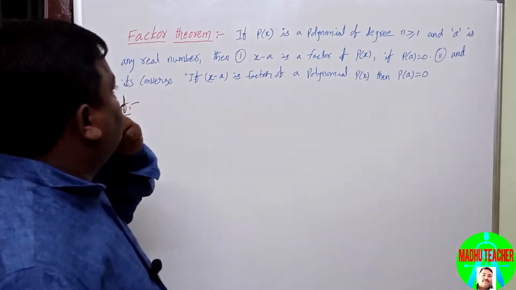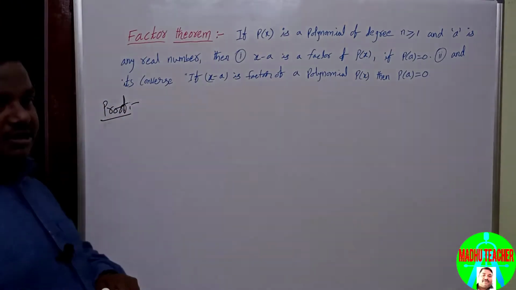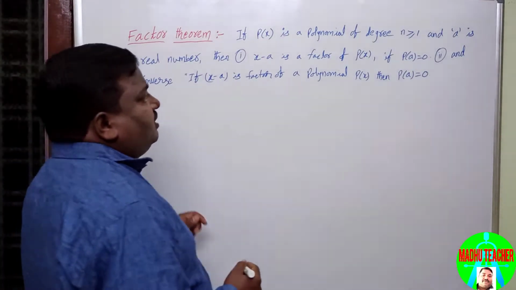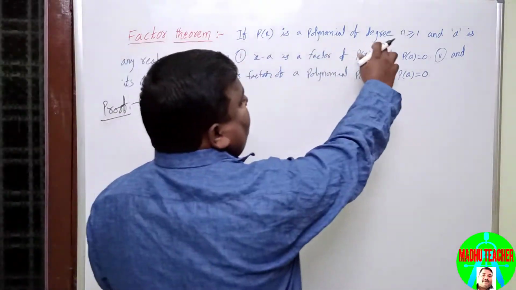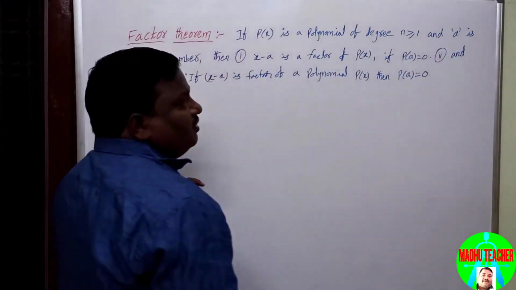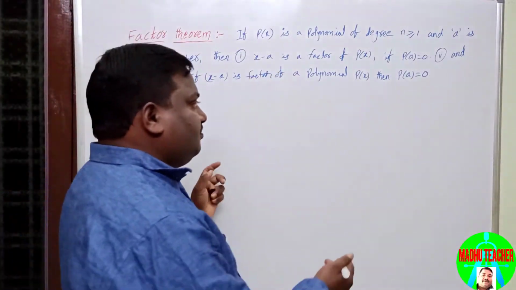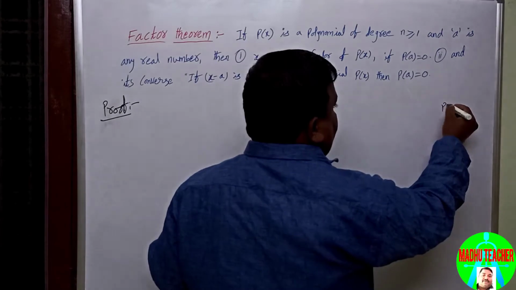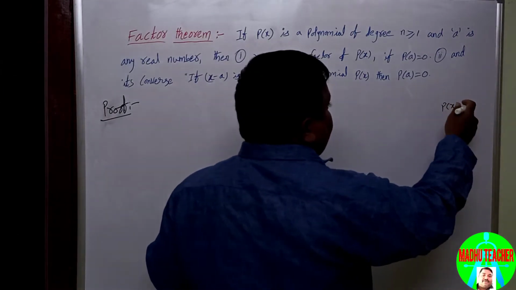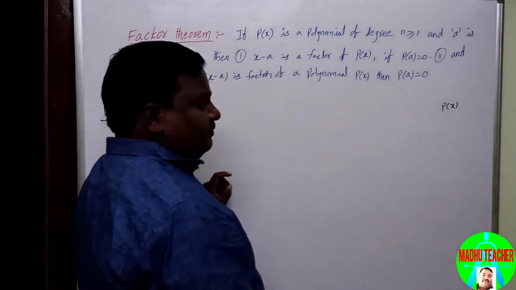Let us see the theorem. Here what is given? p of x is a polynomial, n greater than or equal to 1 and a is any real number. p of x is any polynomial, its degree is greater than or equal to 1.